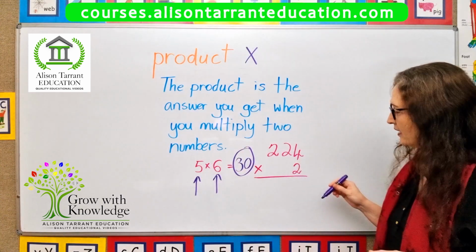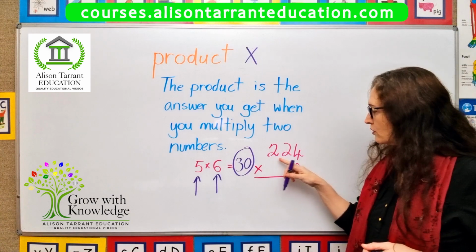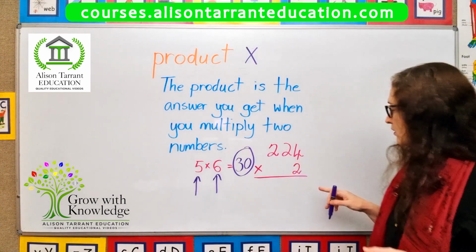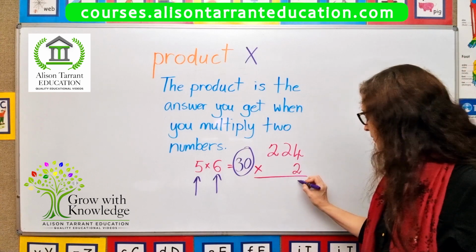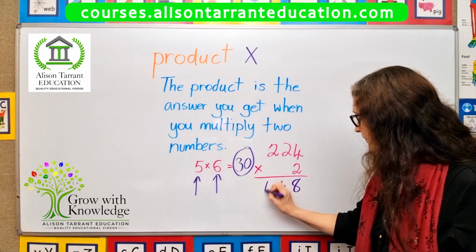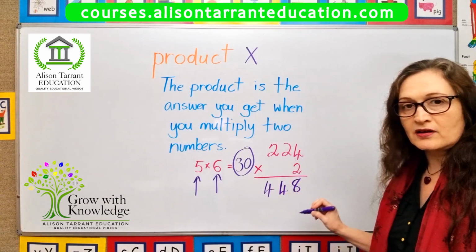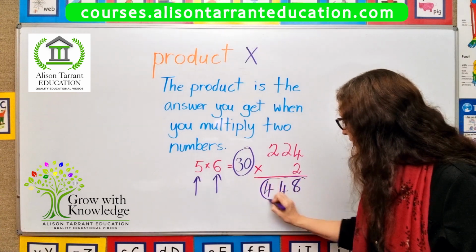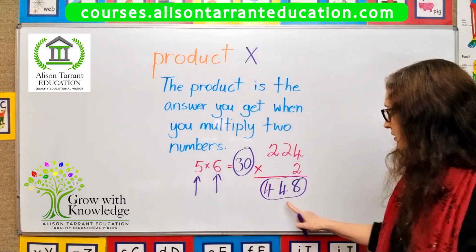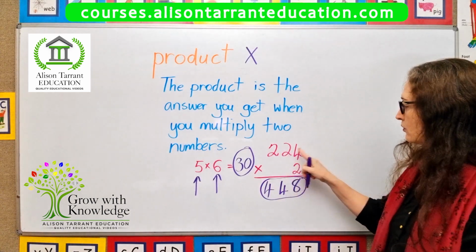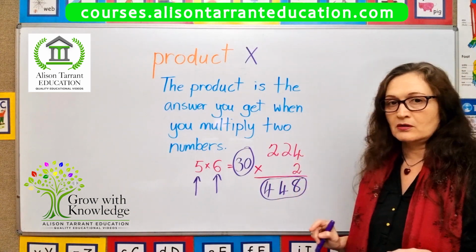And if we go over here, we have 224 multiplied by 2. So when we multiply this number, just quickly do that. The answer is 448. And that answer is also the product. It's the answer that you get when you multiply 224 by 2.